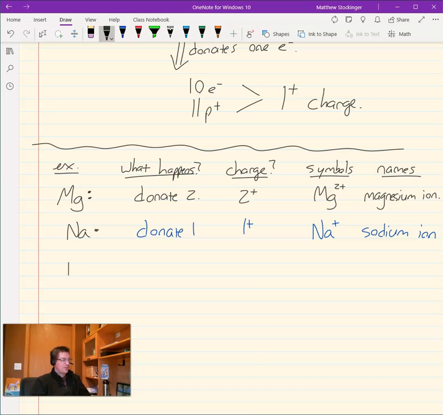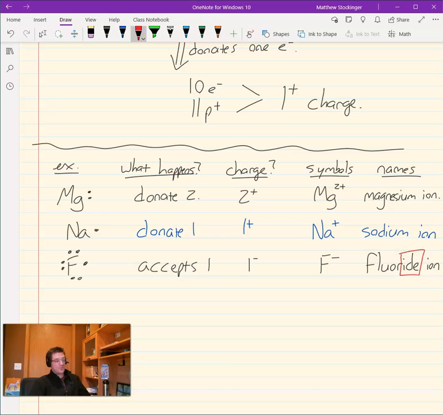Now let's take a look at one of the nonmetals. Let's look at fluorine. Fluorine has 7. It needs 1 more. If you take a negative charge, that's 1 minus charge, and then we're going to write F minus. Okay. Now the naming for anions is a little bit different. You got to change the ending. Okay, right here. Instead of fluorine, it changes to fluoride. Fluoride is what's in your toothpaste, right? Fluoride is fluorine that has gained an electron.